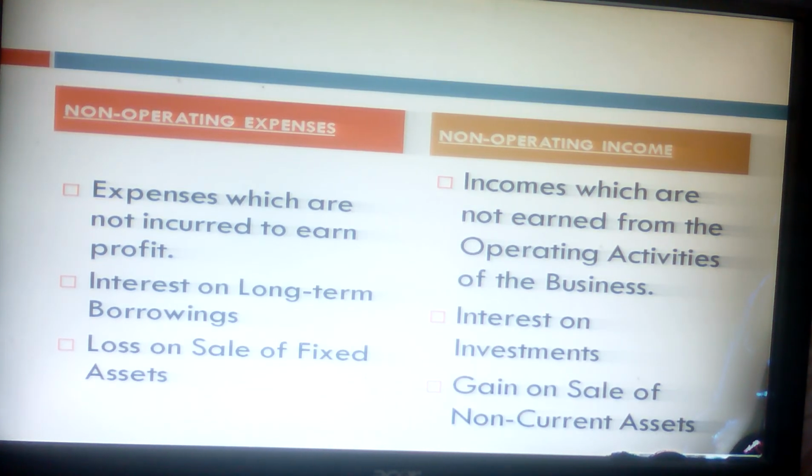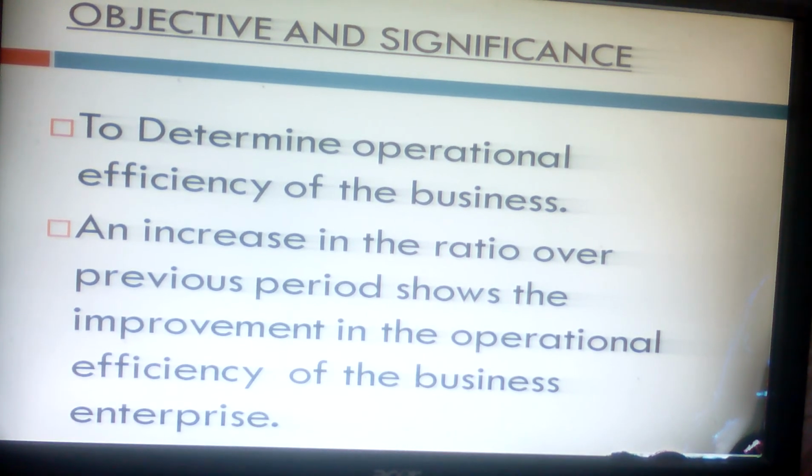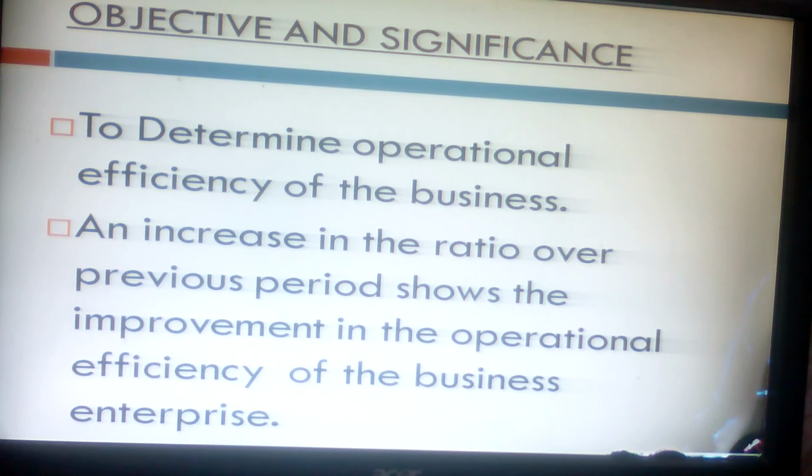What is the meaning of non-operating expenses? Expenses which are not incurred to earn profit, not related to the business. Examples are interest on long-term borrowings and loss on sale of fixed assets. Non-operating incomes are incomes not earned from the operating activities of the business, such as interest on investments and gain on sale of non-current assets. What is the objective and significance? To determine the operational efficiency of the business, which is the very important objective here. An increase in the ratio over the previous period shows improvement in the operational efficiency of the business enterprise. That is our operating profit ratio.